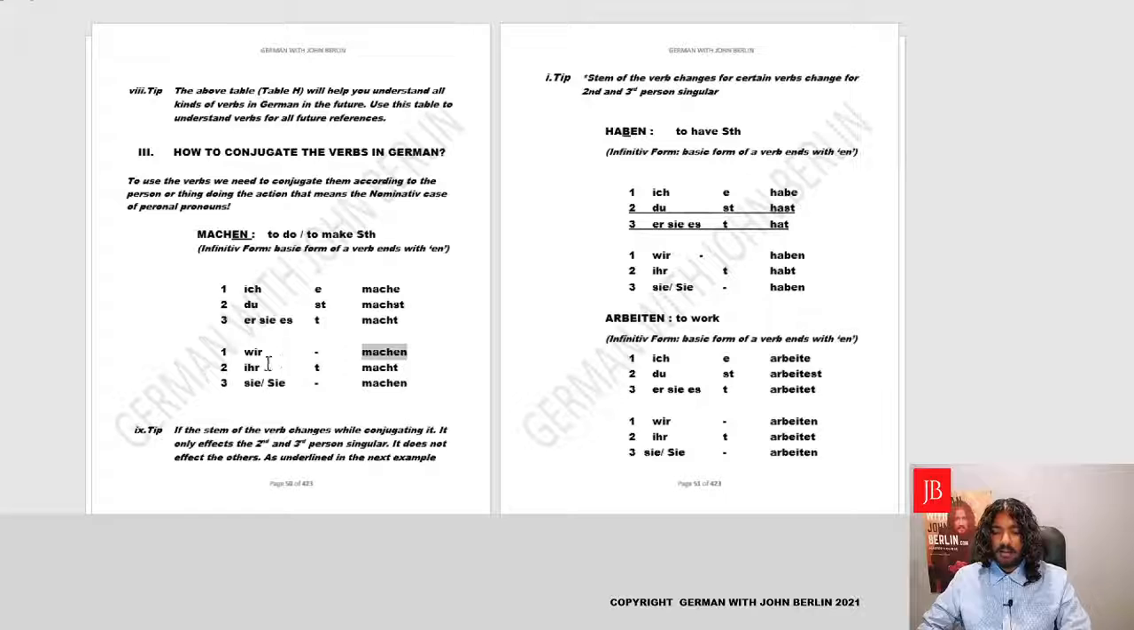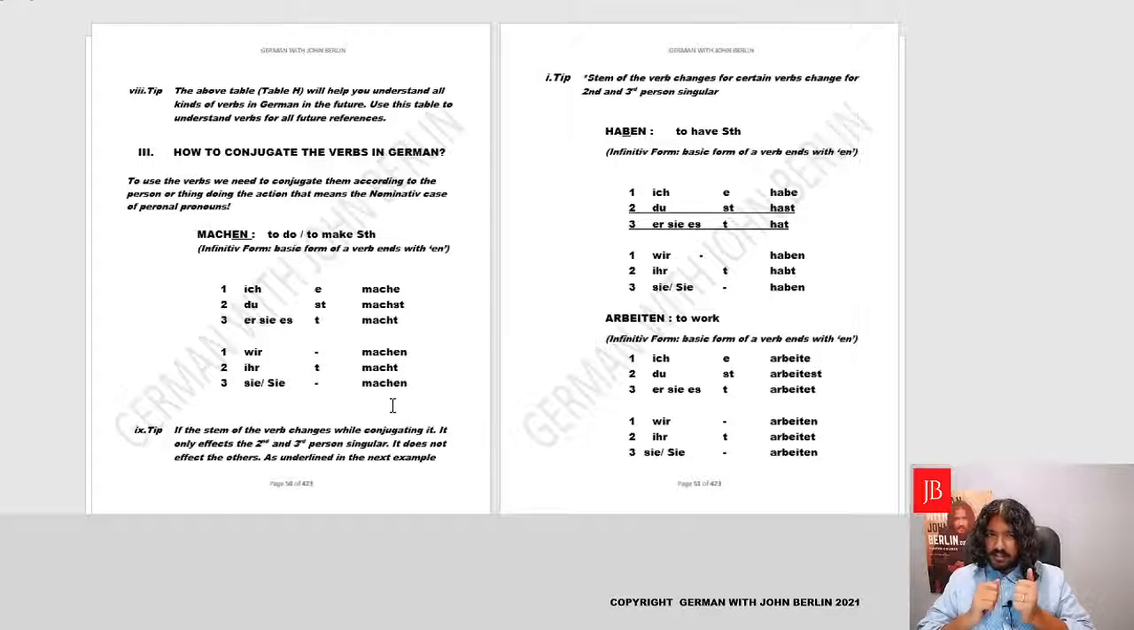Machen, wir machen. Ihr macht. Remove the en, add a t. You all make. Sie machen, they make. And big S, Sie machen, you make, formal. Yes, so I make, you make, he, she, it makes, we make, you all make, they make. Yes, ich mache, du machst, er, sie, es macht, wir machen, ihr macht, sie, Sie machen. This is the way you can conjugate any German verb.